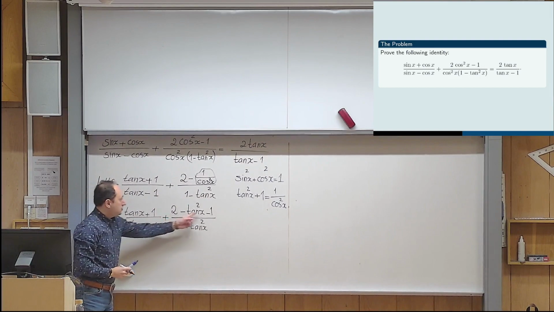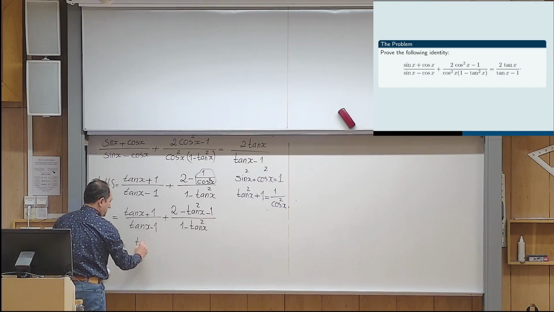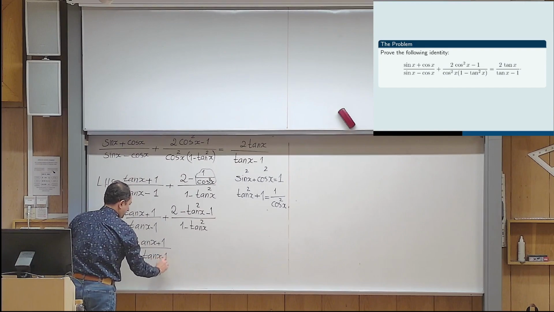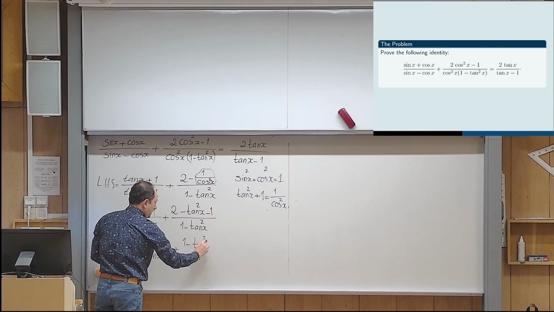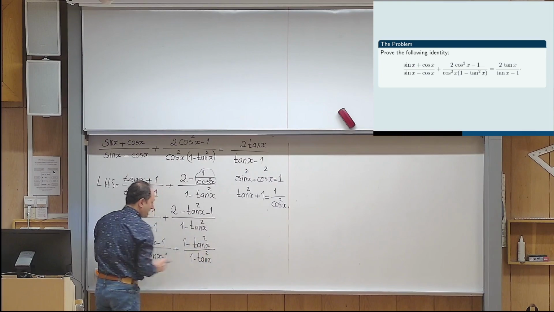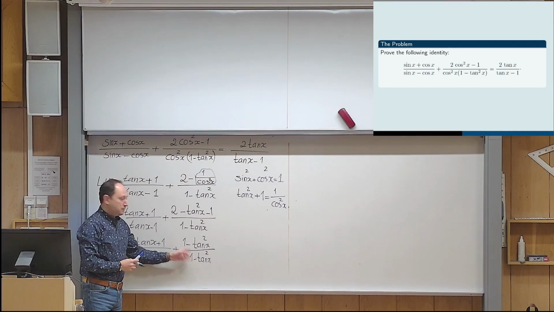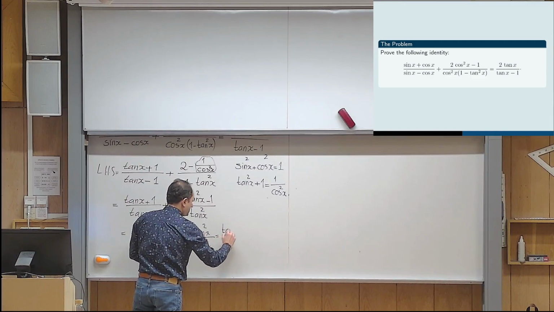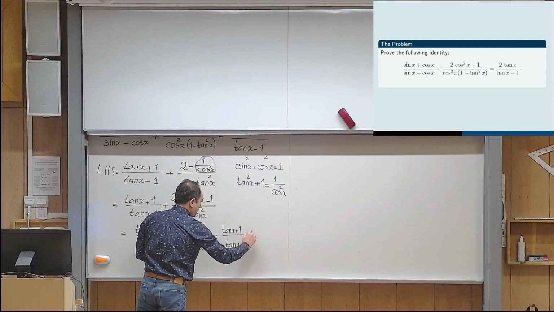Okay, but I can actually simplify this. So I copy and paste once more this part. Plus 2 minus 1 is 1, and minus tan x squared divided by 1 minus tan x squared. So that's very interesting now. You see what happens? It means that the numerator and the denominators are exactly the same, so this fraction becomes just simply 1. So this becomes tan x plus 1 over tan x minus 1 plus 1.